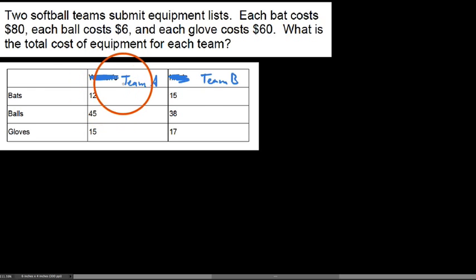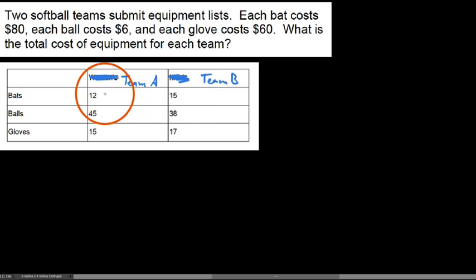So you can see here, I formerly had women's and men's. I meant to have Team A and Team B up here, so I scratched it out and put those. Here's the equipment list for Team A, here's the equipment list for Team B. What we want to find is a total amount for our bats, a total amount for our balls, and a total amount for our gloves, all of this equipment together. Basically, I want to find those amounts.